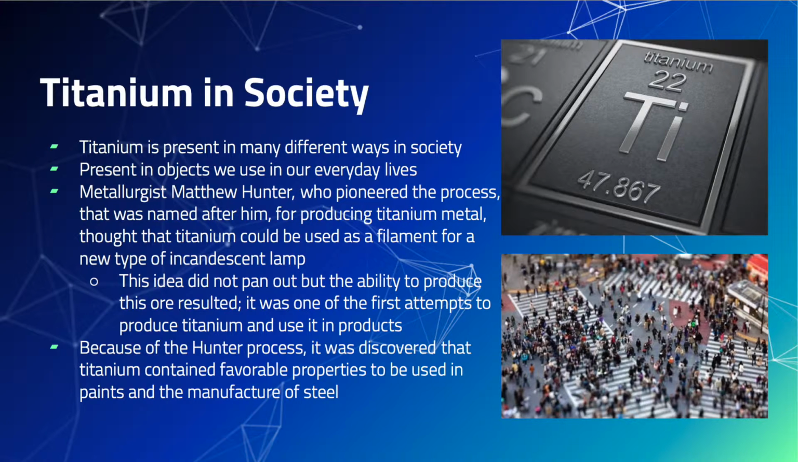Metallurgist Matthew Hunter pioneered the process of producing titanium metal, thinking that titanium could be used as a filament for a new type of incandescent lamp. This idea did not pan out ultimately, but the ability to produce this ore resulted. It was one of the first attempts to produce titanium and use it in products. Because of the Hunter process, it was discovered that titanium contained favorable properties to be used in paints and the manufacture of steel.